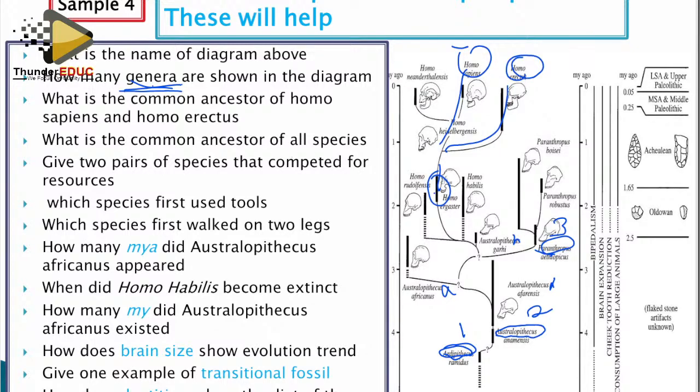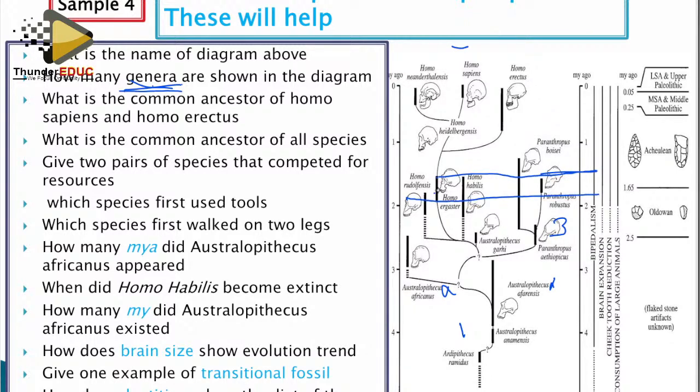What is the common ancestor of all species? Automatically it is Ardipithecus ramidus. Give two pairs of species which competed for resources, meaning give two pairs of species which existed at the same time. So you just have to choose. Maybe I'm going to choose this. Draw until it touches. You see, this is in the same line, even this. Yes, they existed at the same time, though it could be for only half of the time. But they existed at the same time. So if they existed at the same time, it means that they competed for resources.